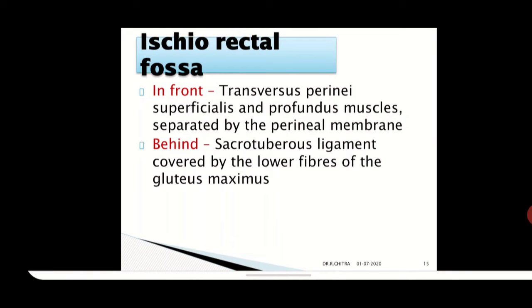Yes, in front is what triangle? That is the urogenital triangle. Those are the muscles in the urogenital triangle: transverse perineal superficialis and profundus muscles separated by the perineal membrane. Behind is the boundary of the pelvic outlet, that is the sacrotuberous ligament.